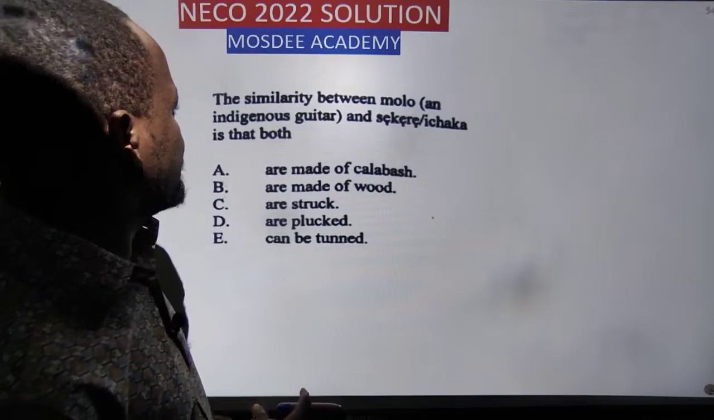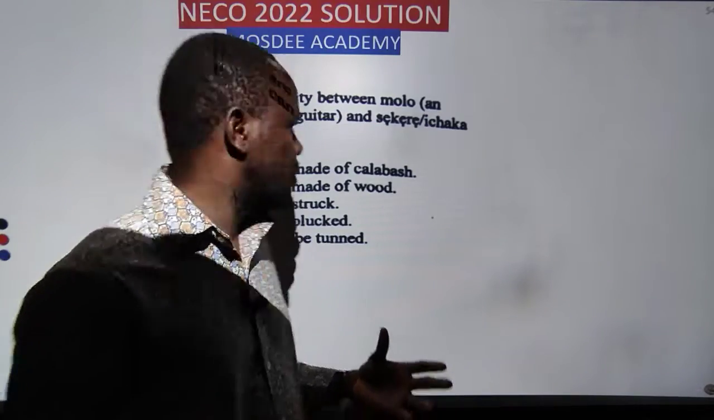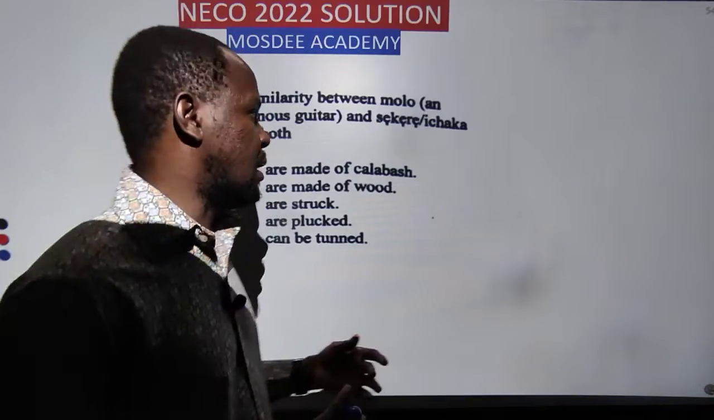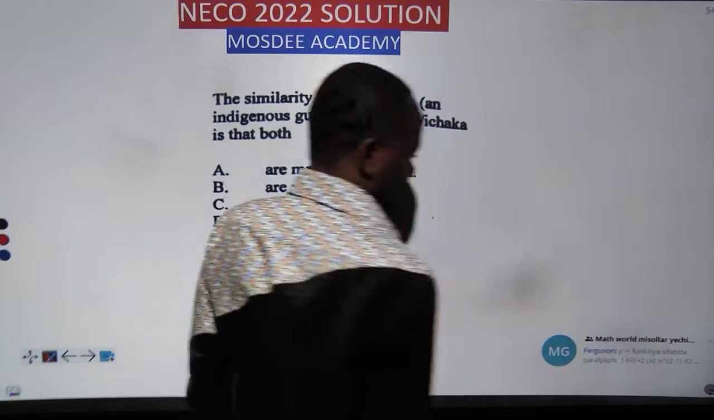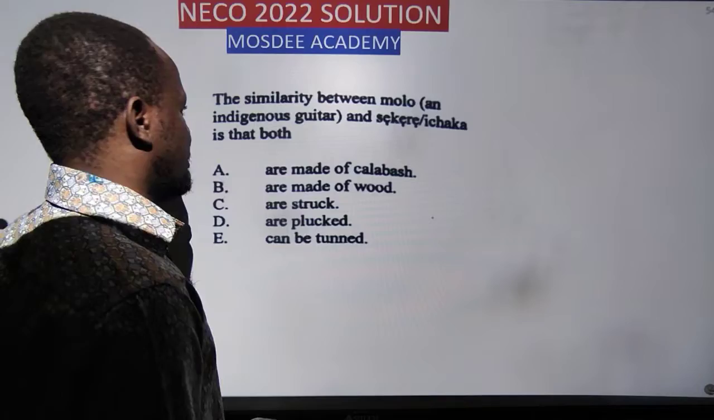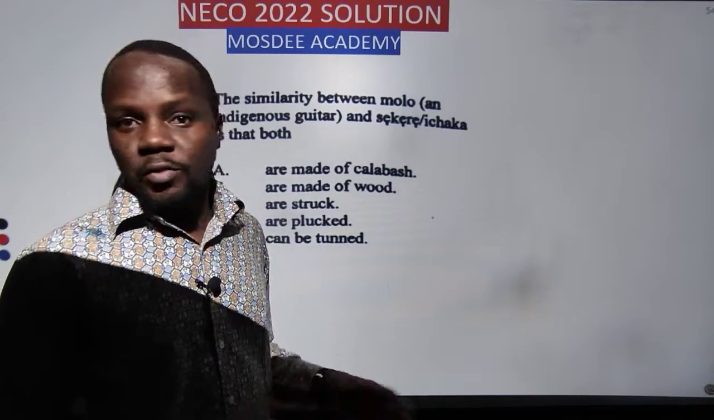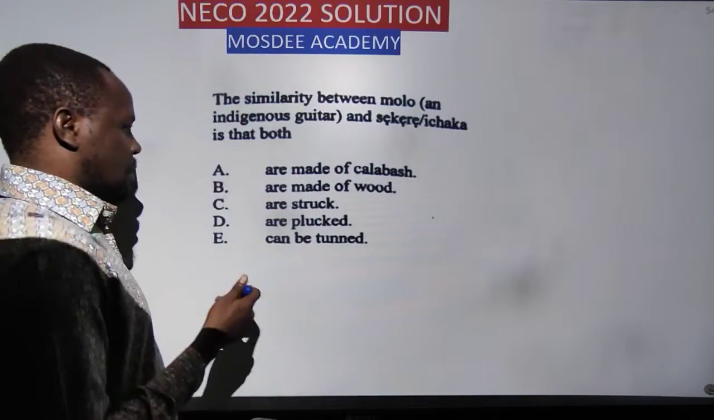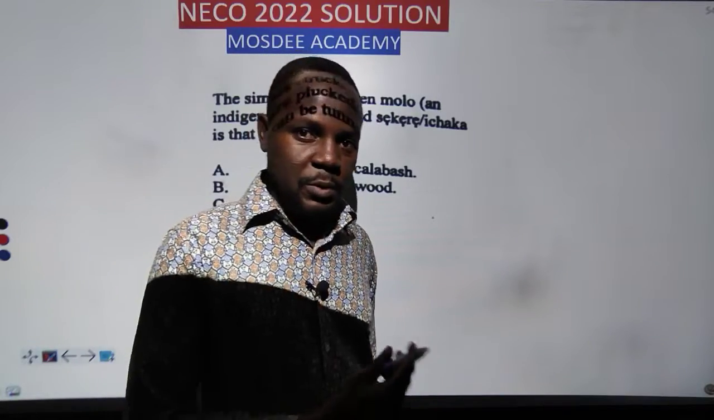The similarity between molo. What is molo? Actually, I don't know what molo is, to be honest. It's an indigenous instrument. Oh, wow. I never saw that. And shekere. What's a shekere? Maracas. That's what I know it to be. Shekere, ichaka, both of them are used to produce sound. That's Neco for you. These are questions of what you know. So I'm not sure I'm going to get this one. I don't know what they used to make them. Maybe my admin will help me in this one.